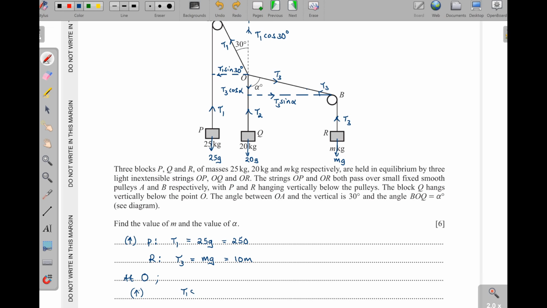This one looks ugly. So T1 cos of 30 degrees. Then this one is equal to the forces that are going down. There is this one here. Okay, there is this one here, and then there is also this one here.